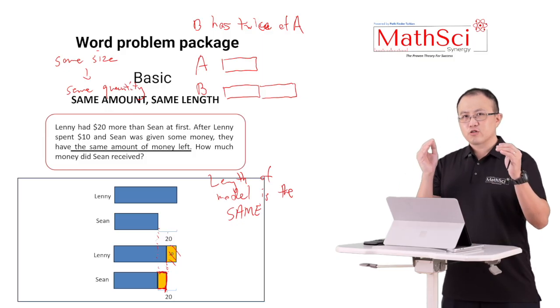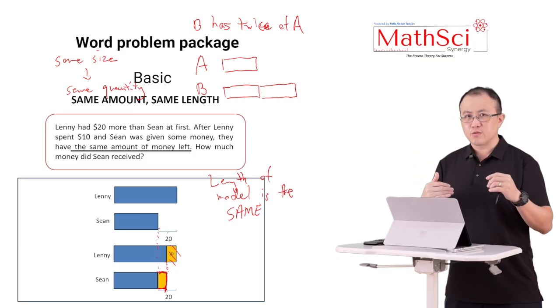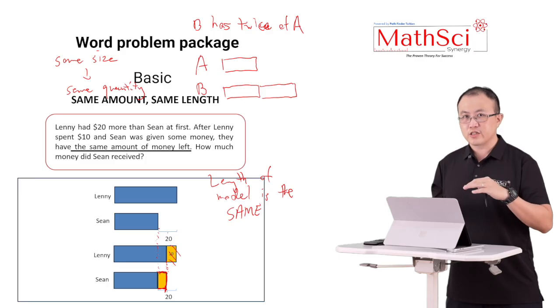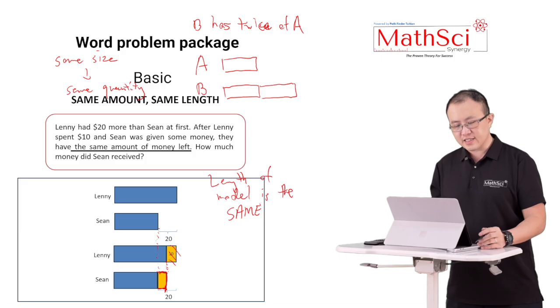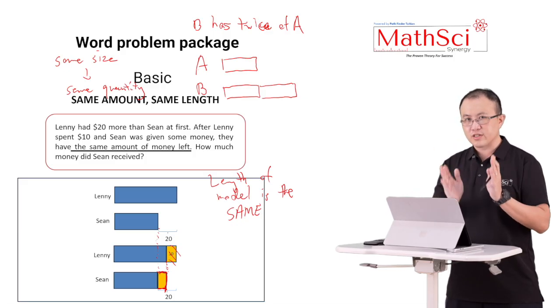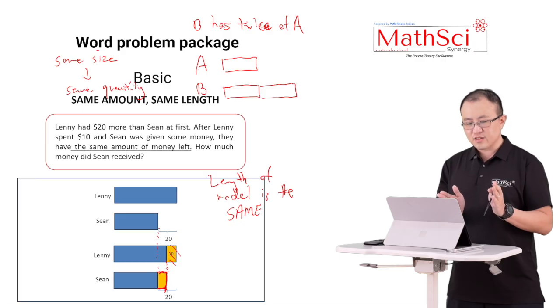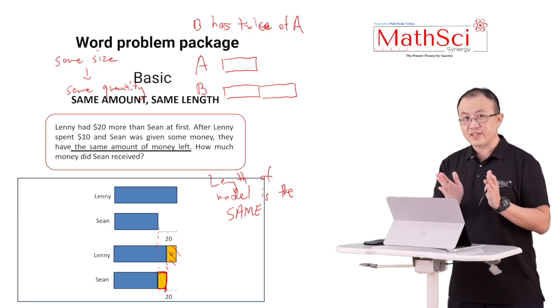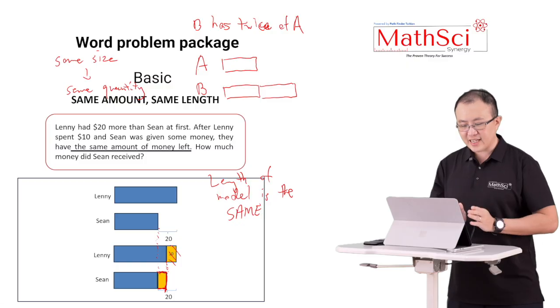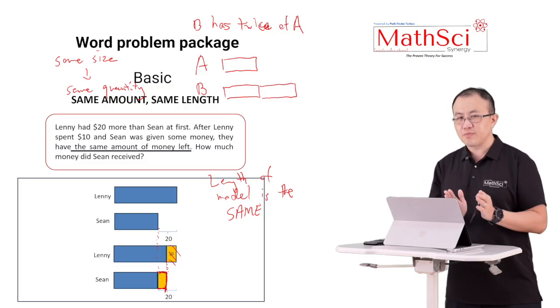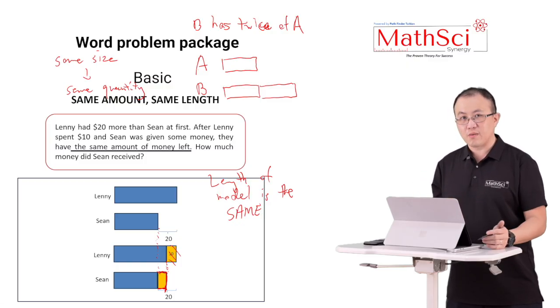So now by drawing top and bottom, the before and after, which is important when we want to talk about changes, it's always better to draw on top and at the bottom, right? So from here you can see that this 20, the total difference, is going to be the summation or the addition of what Sean got and what Lenny has spent. So it's quite clear from my picture itself.